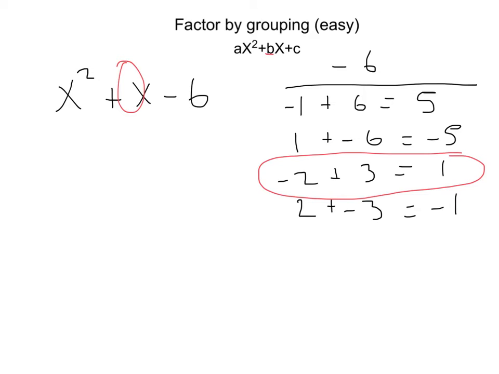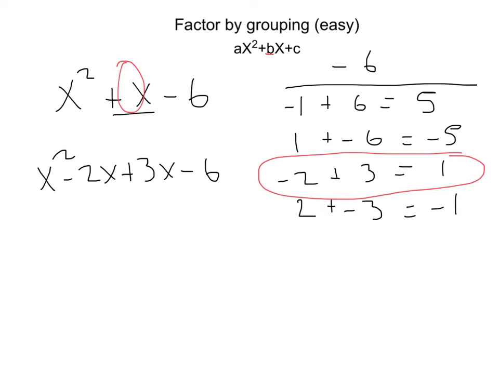So now we're going to rewrite our problem. So we're going to keep the x squared. What we're doing, we're trying to group this middle part, so we're going to say now negative 2x plus 3x minus 6. So what you can do is you can always go back and check and say that negative 2x plus 3x is just 1x. So we haven't changed anything about the value of the problem.